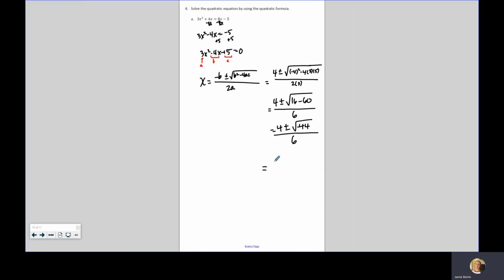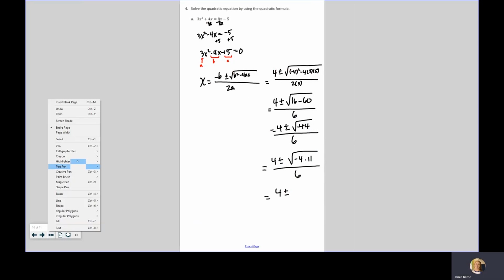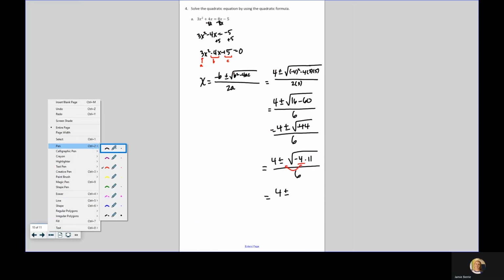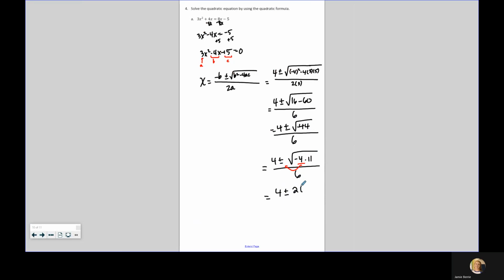It's not going to make a huge difference on our answer, but we are going to have to pull that i out front. So we're going to say that that's negative 4 times 11 all over 6. So when we take the square root of negative 4, we know that's going to be 2i. That was from back in section 1.5.